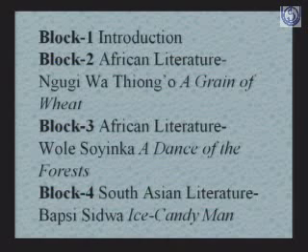All right. So these were the 8 blocks that we dealt with: Introduction, African literature, South Asian component, Caribbean, 2 blocks in Caribbean literature, Australian as well as Canadian literature.